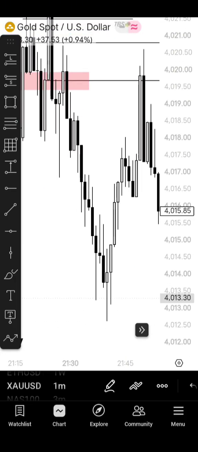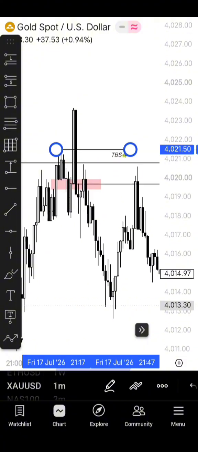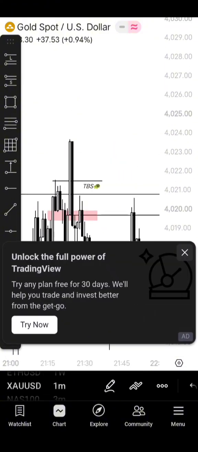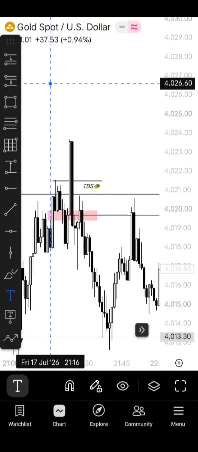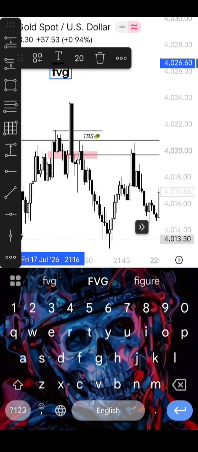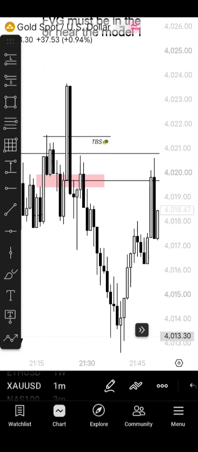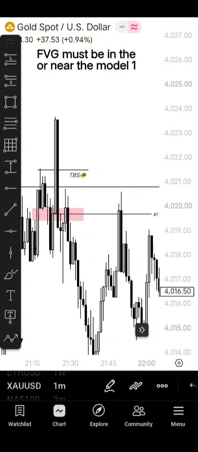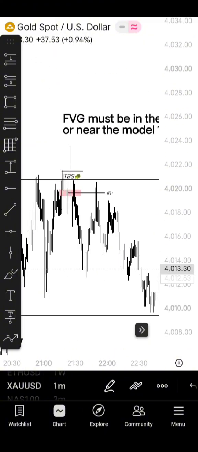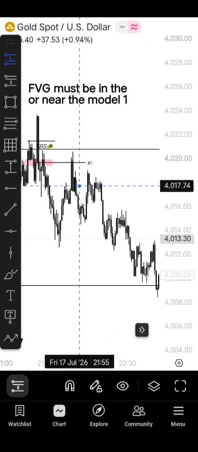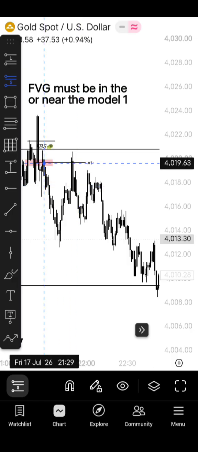And yes, the main point which I forgot: the model 2, which is about the FVG, must be in or near the model 1. So now you can see there is no model 2. But we also have a model 1, so you can use that. So now our entry will be from here.